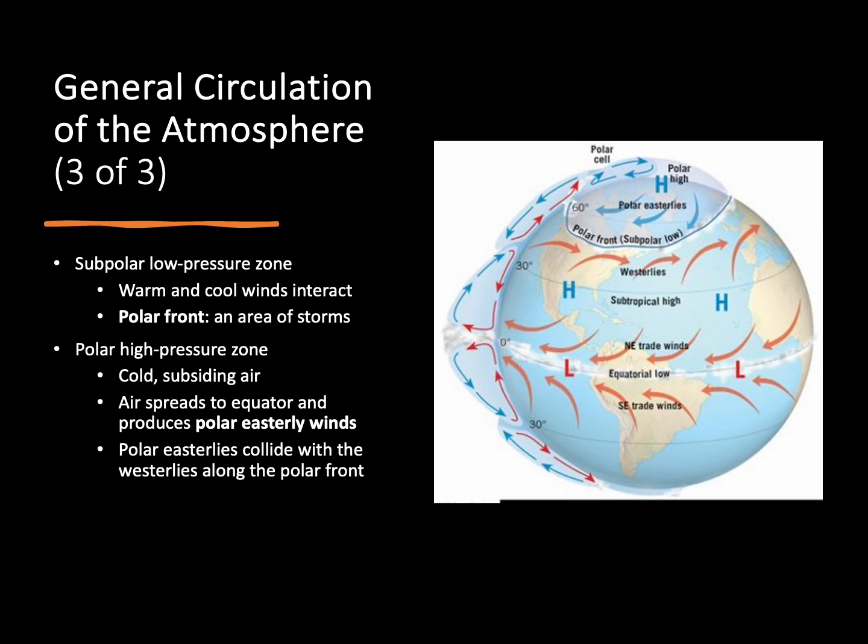If you listen to the news in the winter and they talk about the polar front moving through New York, this is when they're going to receive like 6 or 8 feet of snow in a single day. But beneath this high pressure area right at our poles, we also have subpolar low pressure areas at about 60 degrees north and south of the equator. And here we're going to have both warm and cool air interacting, and it creates lots of these polar front storms.